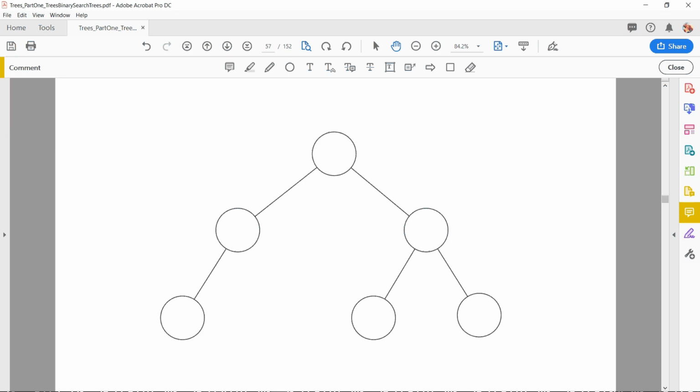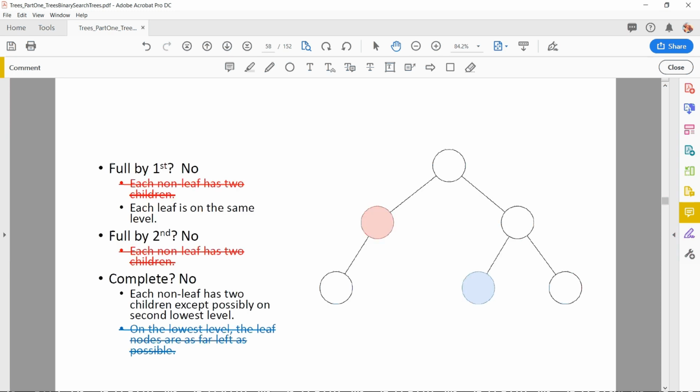Take a look at this one. So this tree is also not full because it has a non-leaf with only one child, that one right there. Because of that node, this tree is not full. This binary tree is not full by either definition.